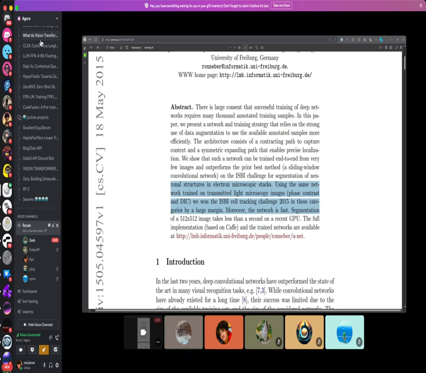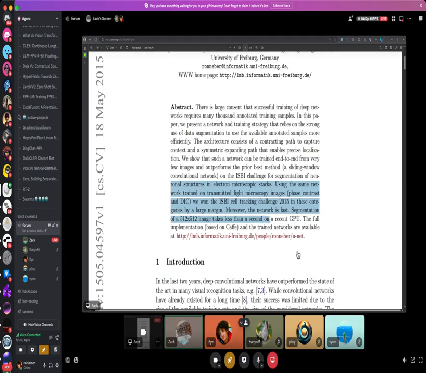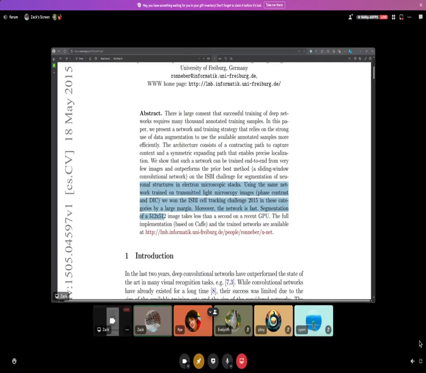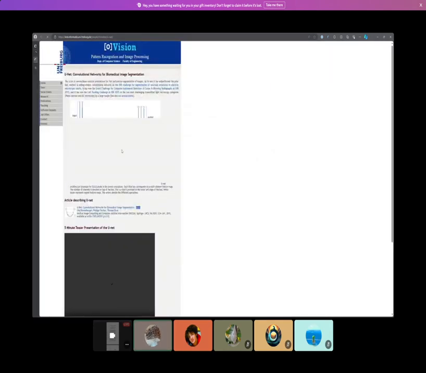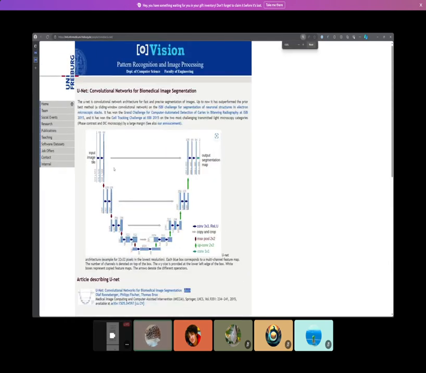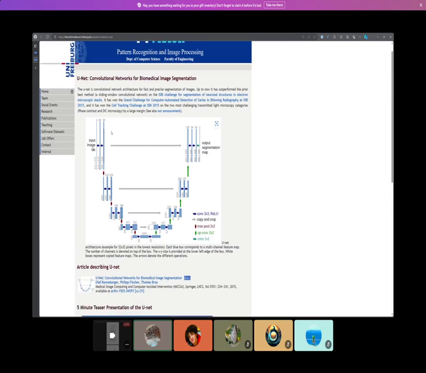Segmentation of a 512 by 512 image takes less than a second on a recent GPU. The full implementation is based on Caffe, and the trained networks are available at their website. This is the older one, but this is paramount for how convolutional networks work.